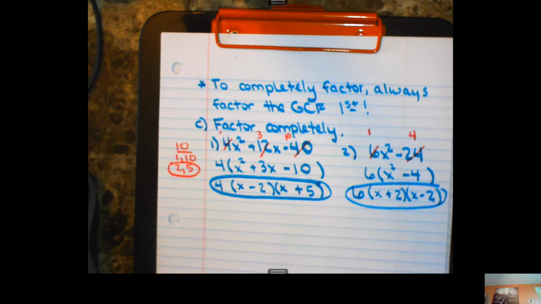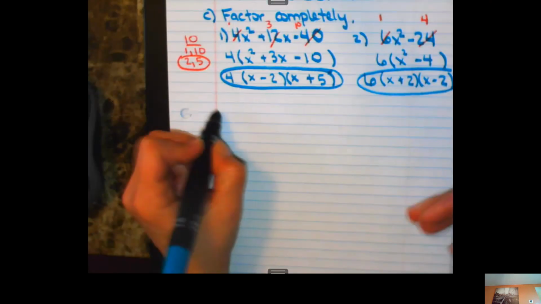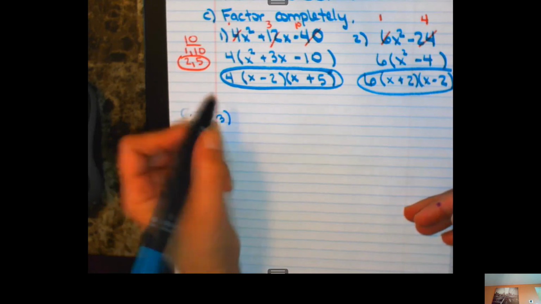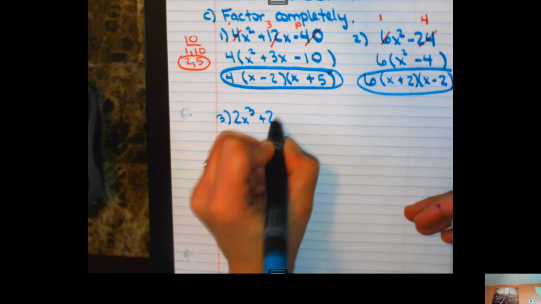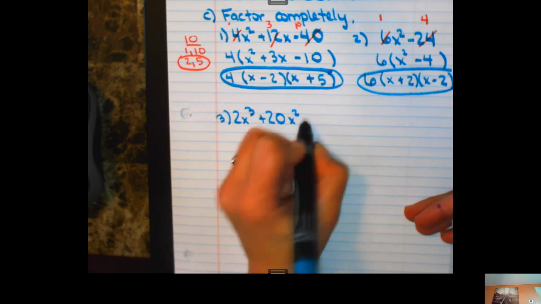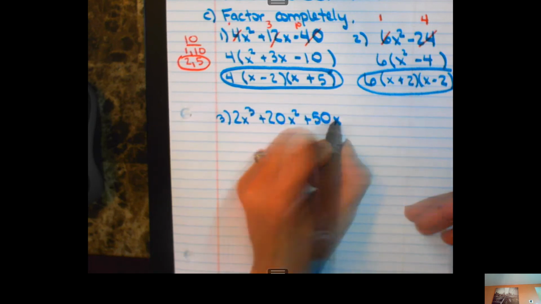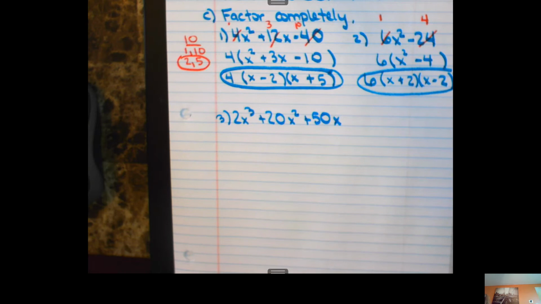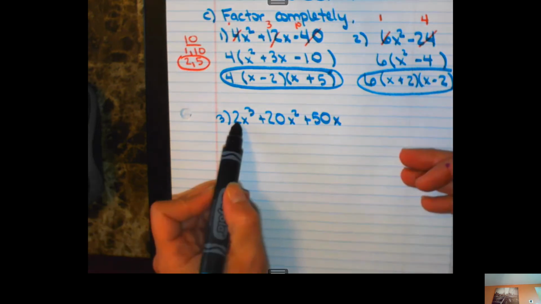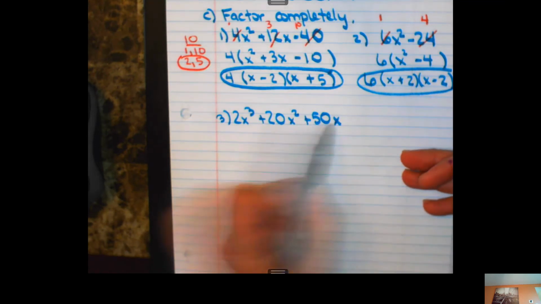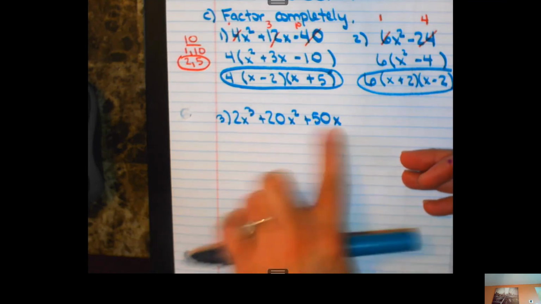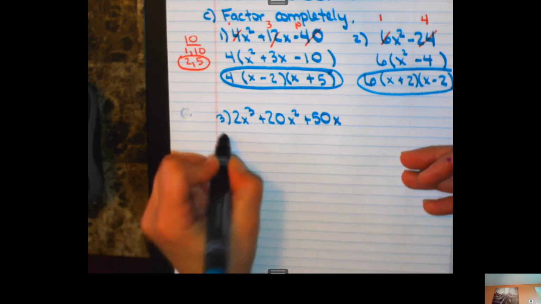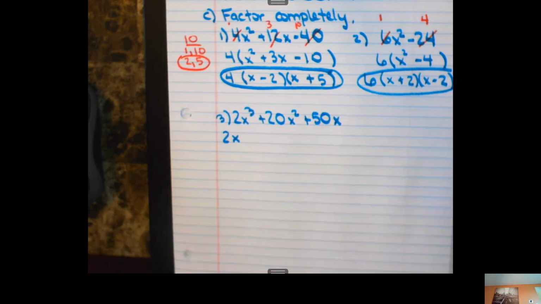2 more of them. Example 3. Can you write 2x cubed plus 20x squared plus 50x? So this is about as complicated as it's going to get. So since we have a number in the front, I'm going to see if I can divide everything out. So can I divide a 2 out of everything? Yes. But also notice there's an x in common. That's our GCF. So we are going to take a 2 and an x out of everything.